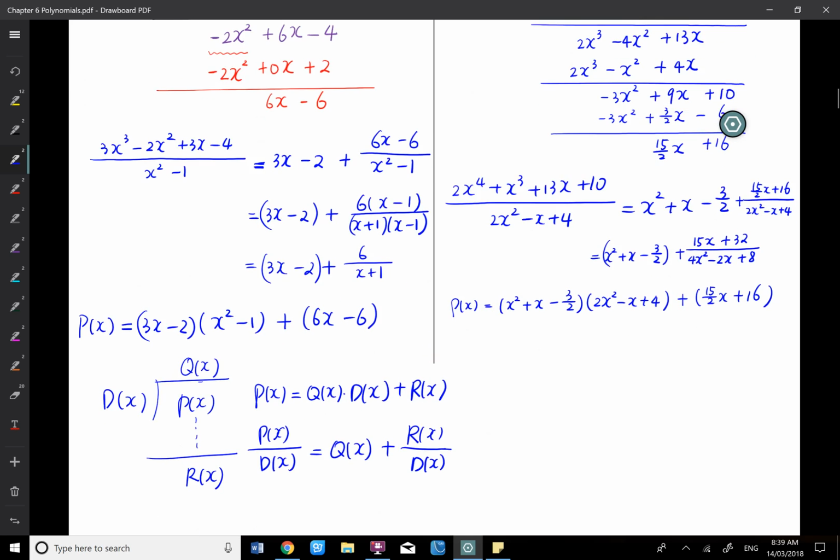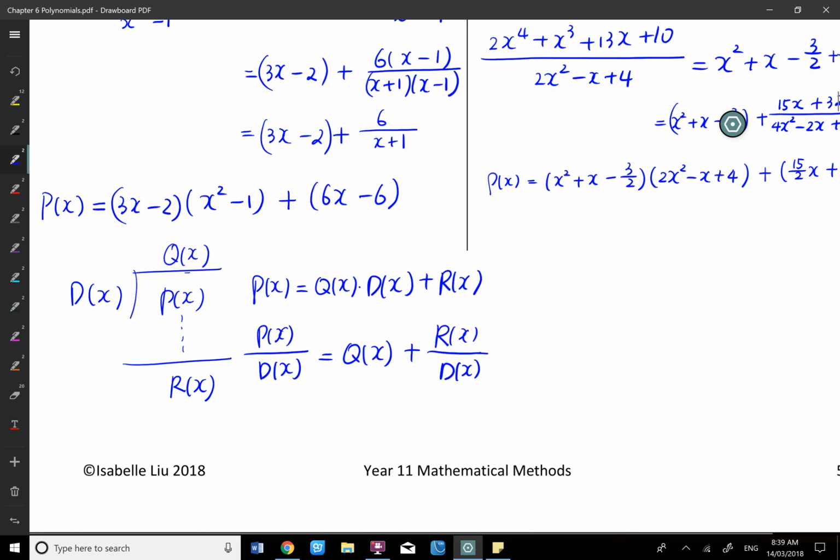So that's why I write this thing at the bottom here. The p(x) divided by d(x) equals something on top, the q(x). And my remainder is still r(x), still involving x, because it could be a linear. It could be a constant, I don't know. So that's why I put r(x) there.